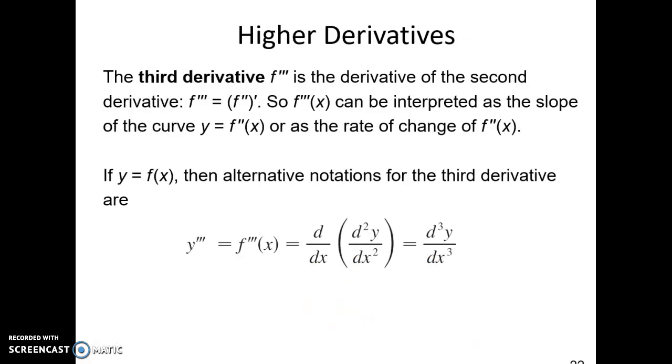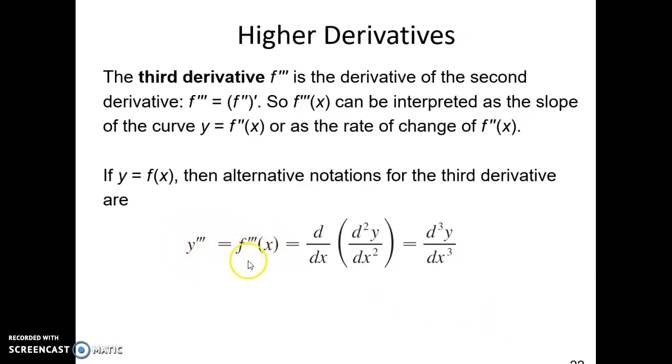The third derivative is the derivative of the second derivative. It's denoted by f with 3 primes. So f triple prime can be interpreted as the slope of the curve f double prime, or as the rate of change of the second derivative. If y equals f of x, then there are alternate notations here for the third derivative; this is also the third derivative.